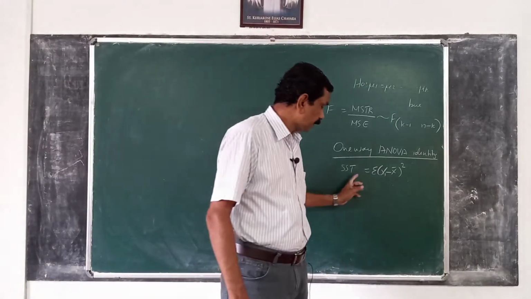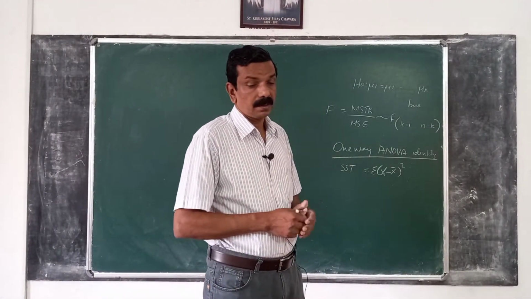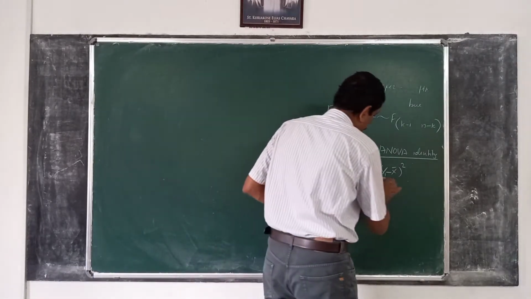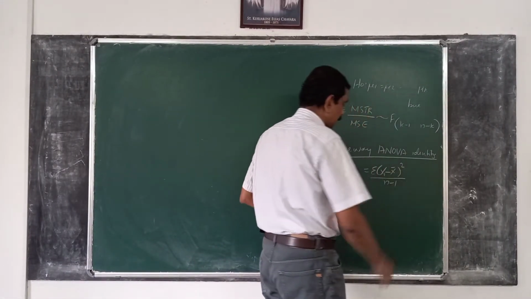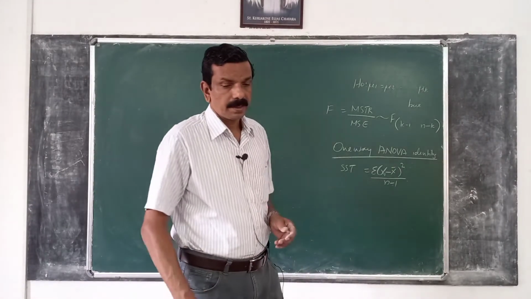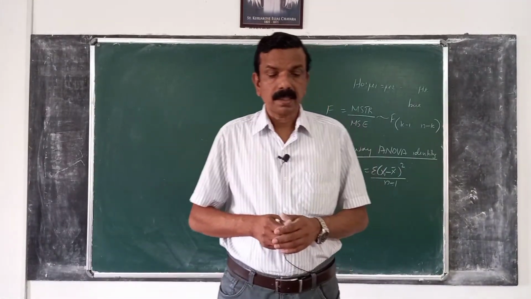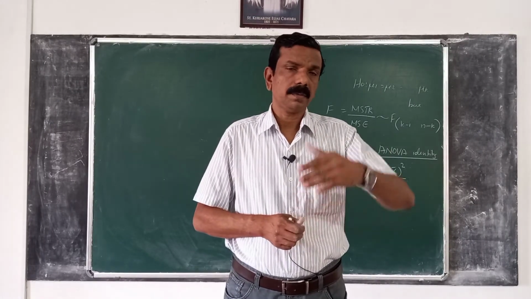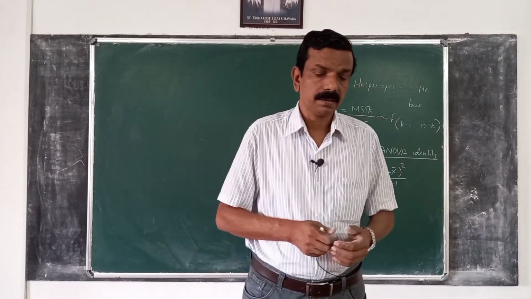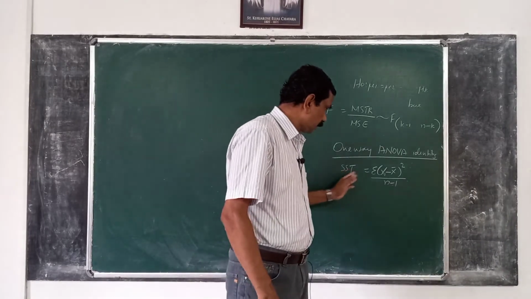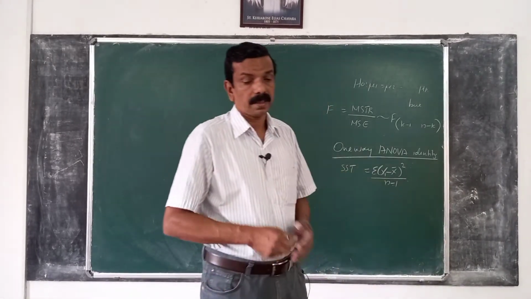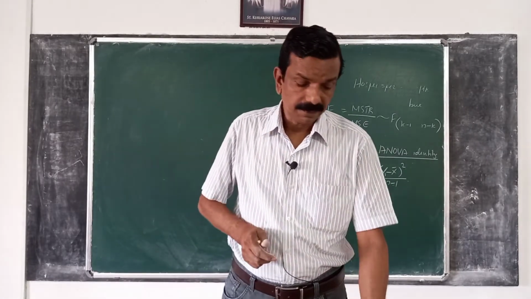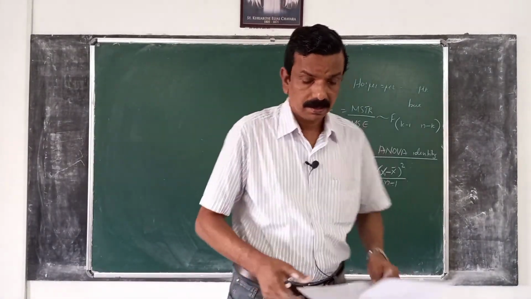Now, if we divide SST by n minus 1, we get the sample variance of all the observations. So SST is a measure of what is known as total variation.